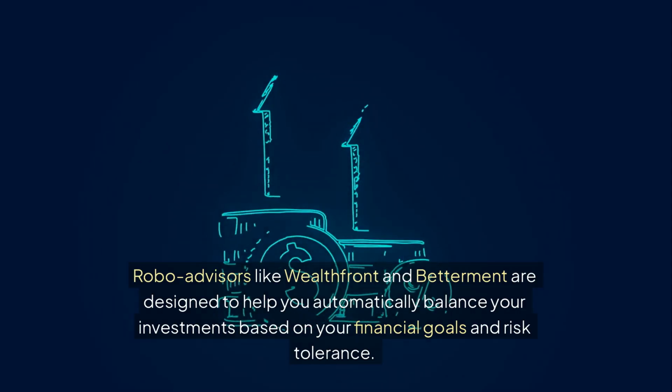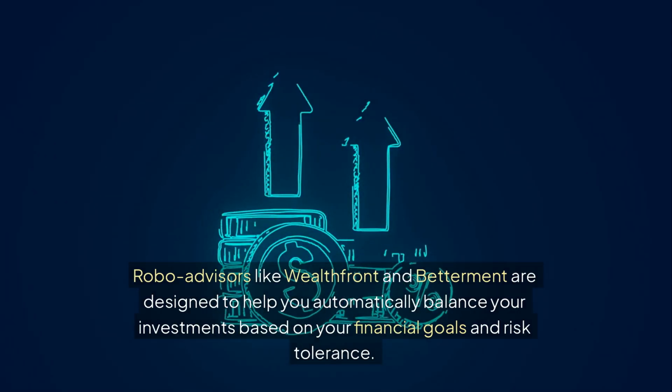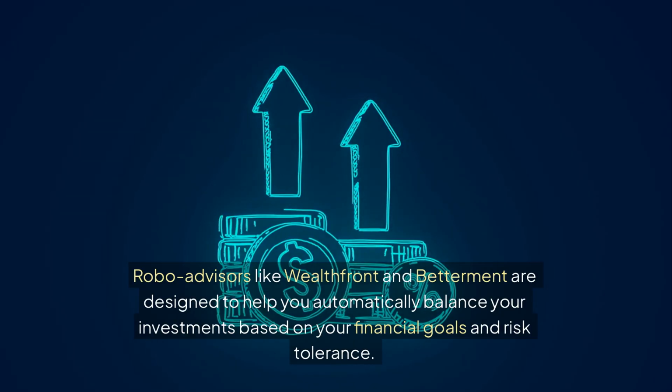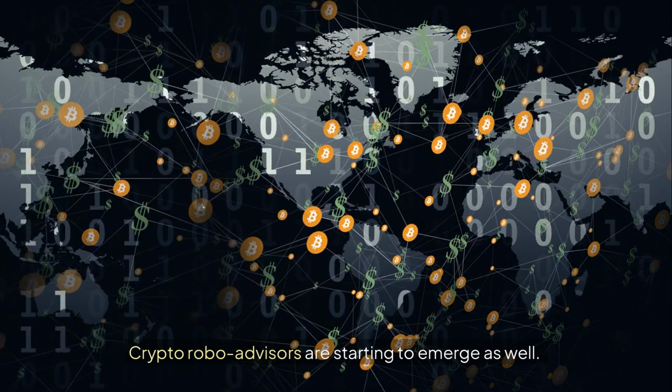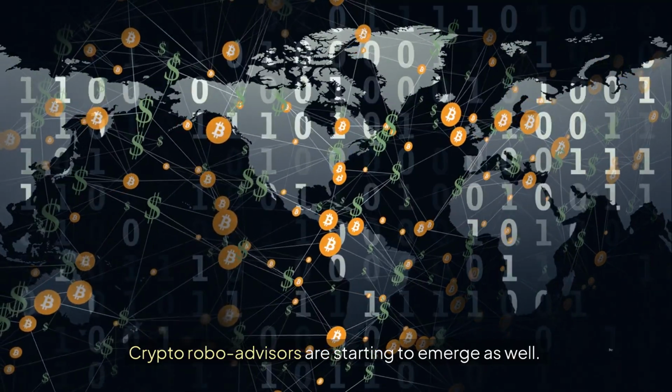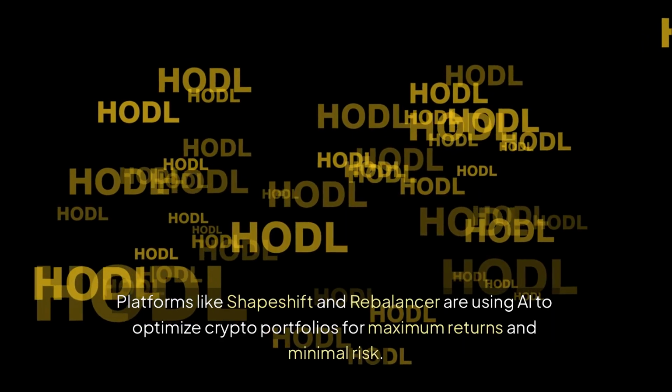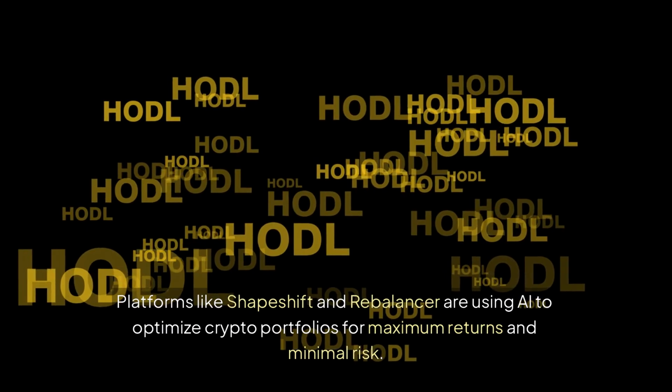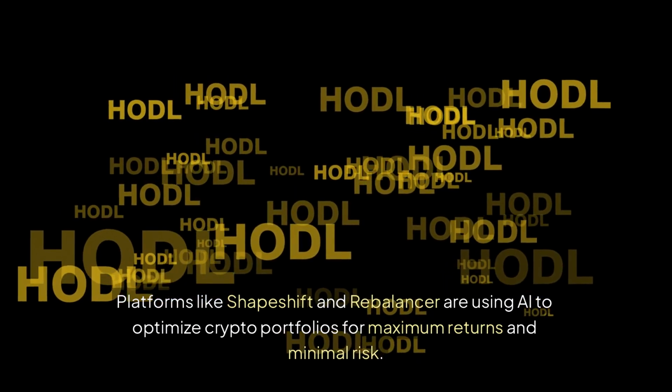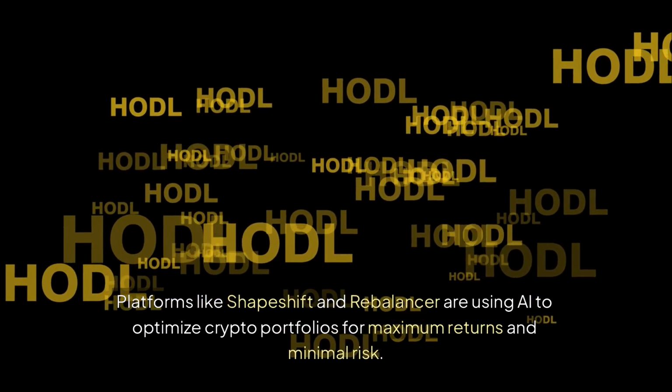Robo-advisors like Wealthfront and Betterment are designed to help you automatically balance your investments based on your financial goals and risk tolerance. Crypto robo-advisors are starting to emerge as well. Platforms like Shapeshift and Rebalancer are using AI to optimize crypto portfolios for maximum returns and minimal risk.